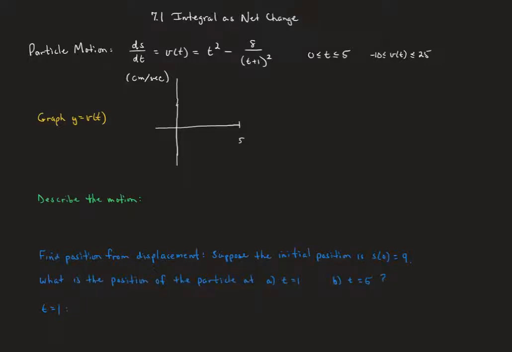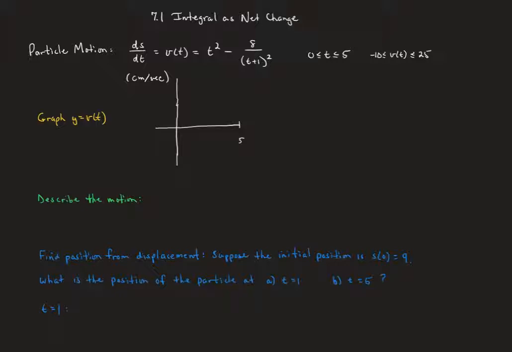In this video, we're going to talk about 7.1 in our book, Integral as Net Change. So let's consider particle motion where the derivative of position, that's ds/dt, is also known as the velocity, and that's equal to (t squared minus 8) over (t plus 1) squared. We're going to be interested in where t is between 0 and 5, and we're going to graph this.